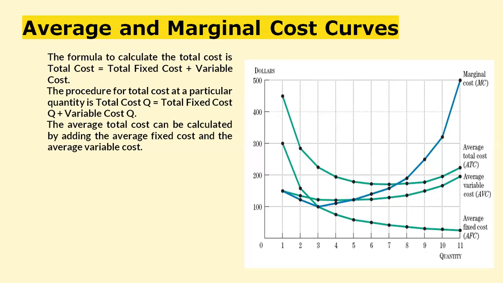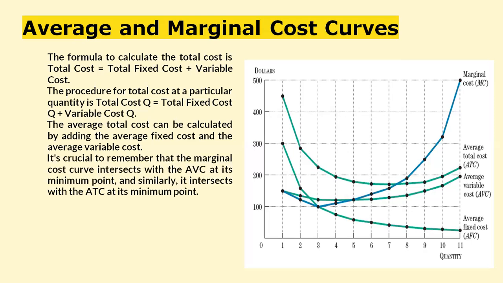The average total cost can be calculated by adding the average fixed cost and the average variable cost. It's crucial to remember that the marginal cost curve intersects with the average variable cost at its minimum point, and similarly, it intersects with the average total cost at its minimum point.